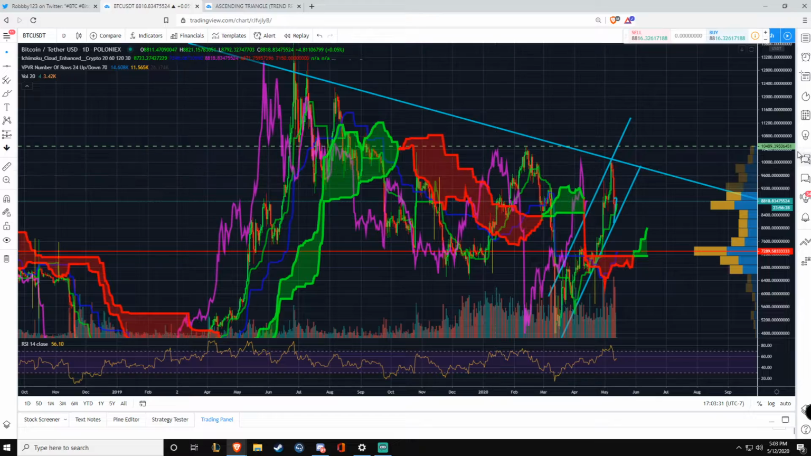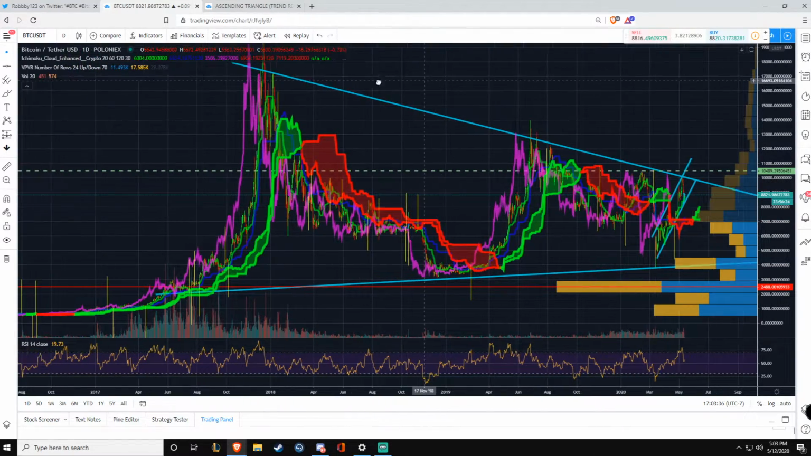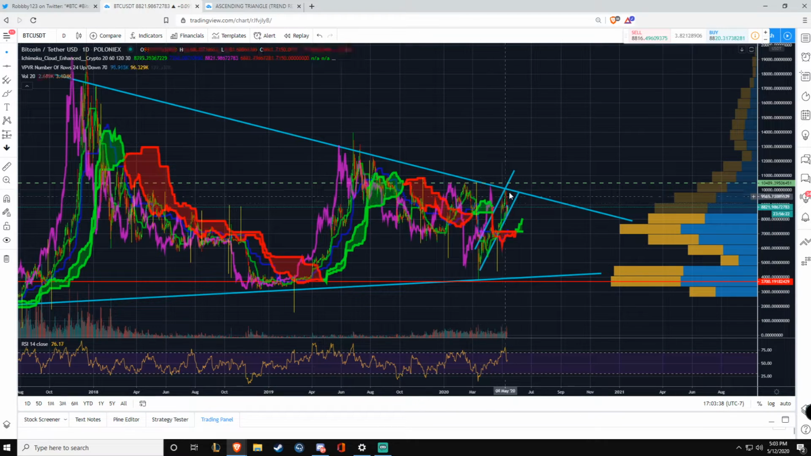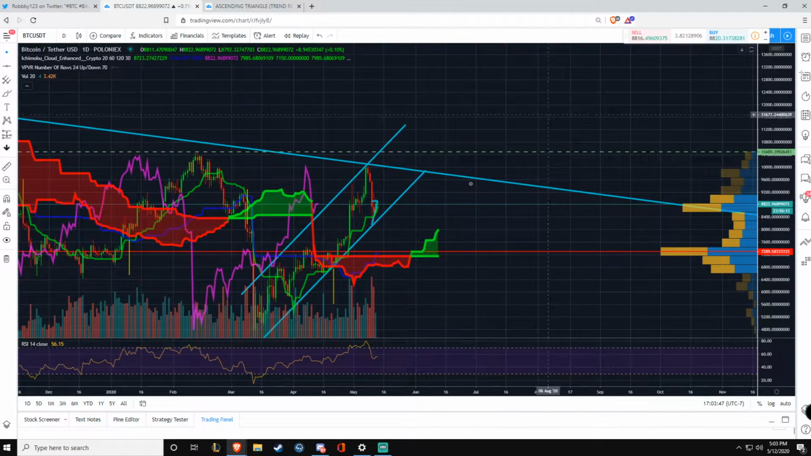But with the explosiveness that should come out of this big triangle, we should actually pass through that 10,500 zone, and we should be making some new highs here. It's going to be pretty interesting to see.